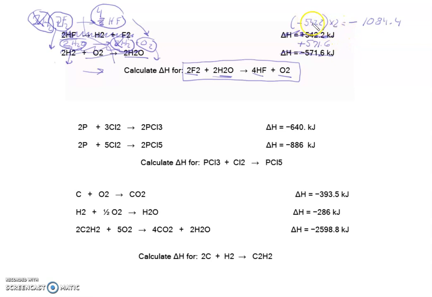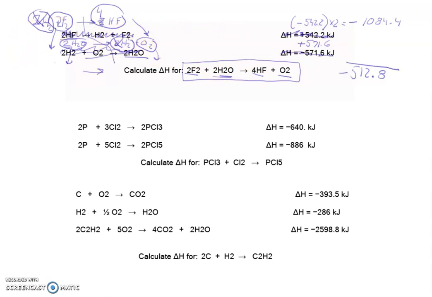I'm going to take 2 times negative 542.2, and I get negative 1084.4. This is positive 571.86, and when I simply add those, I get negative 512.8. So that is my predicted delta H, or enthalpy change, for this reaction that I have not done. I was able to work with these two reactions and get them to add up to the one I want.